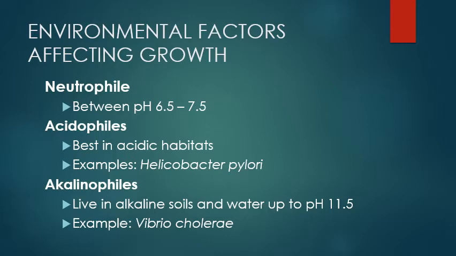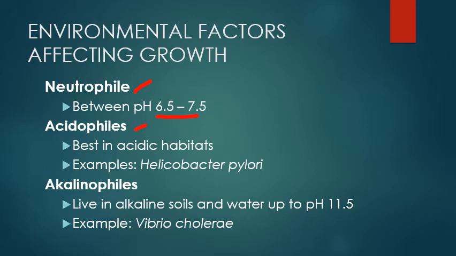So, what are the classifications of bacteria based on pH? If the organism grows at a pH of 6.5 to 7.5, it is known as a neutrophile. What are the neutrophiles? The organisms inside the body. For example, your Escherichia coli is a neutrophile. Your Staphylococcus aureus is a neutrophile. So commonly, our normal flora are neutrophiles.